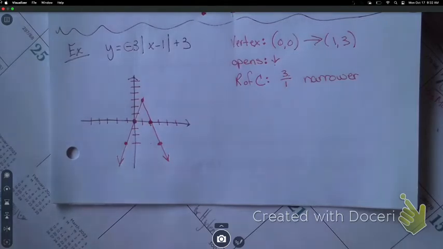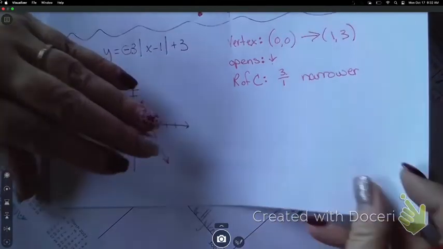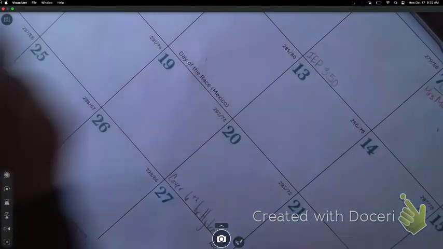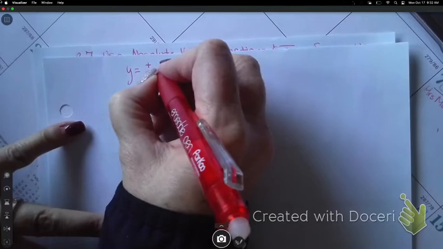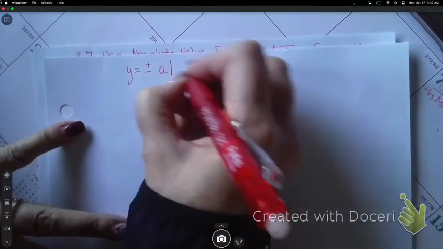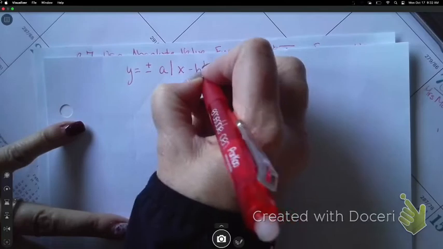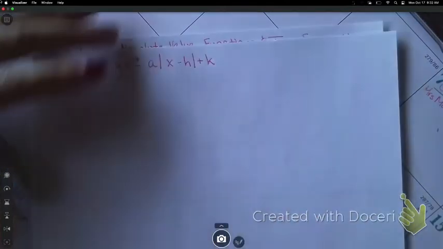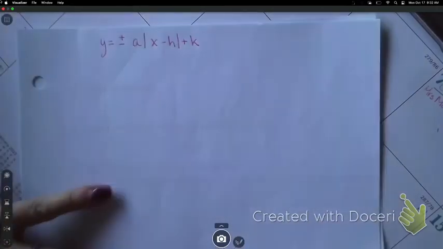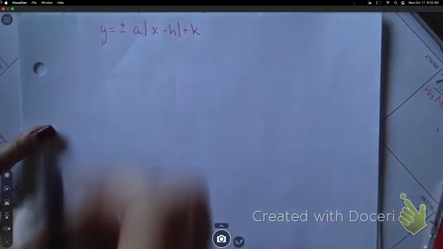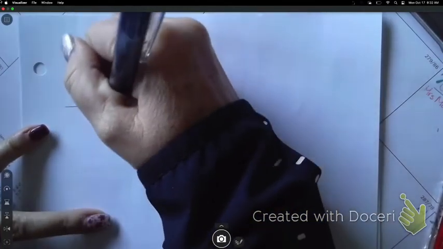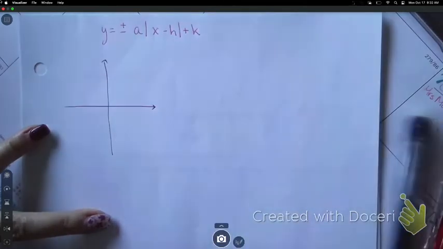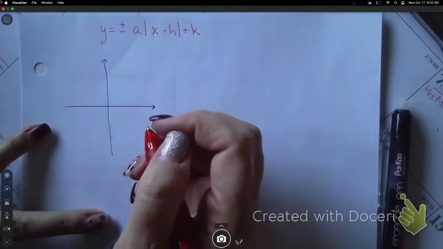Now I'm going to give you a graph and see if you can give me the equation. First of all, we have y equals, we're going to do a plus or minus, right? A times absolute value of x minus h plus k. So we need to find the vertex and the rate of change and open up or down, correct? Okay, so let me draw you a picture. That's literally it. And the number doesn't matter. The A is the slope.